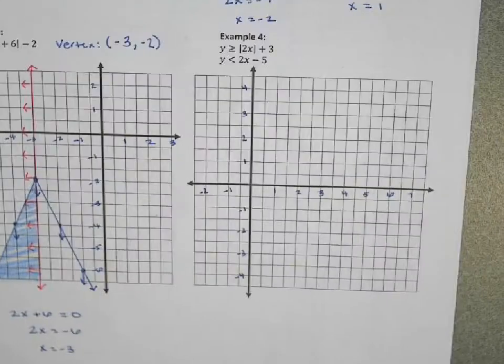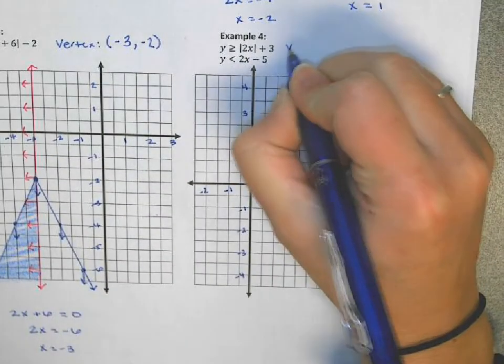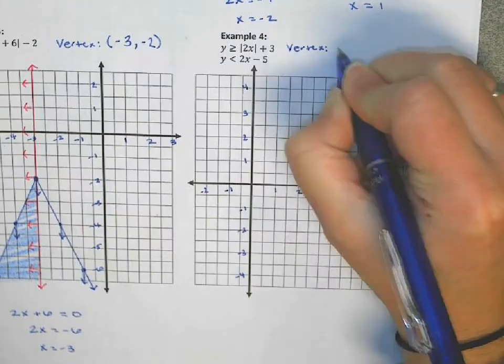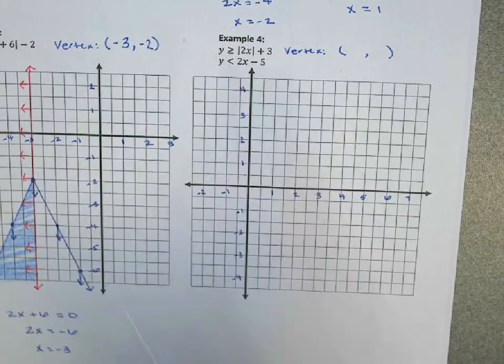All right, so we have to find the vertex because, again, we have an absolute value. So we know that this is going to have a vertex. Now, is that V going to be an upward-facing V, or is it going to be an upside-down V and look like a mountaintop? It's a regular V, yep, because there's no negative in front this time.